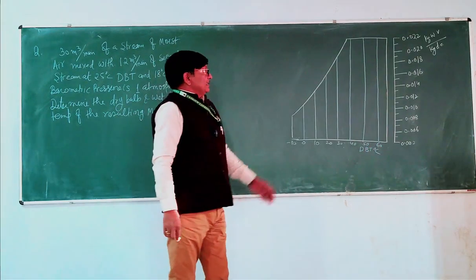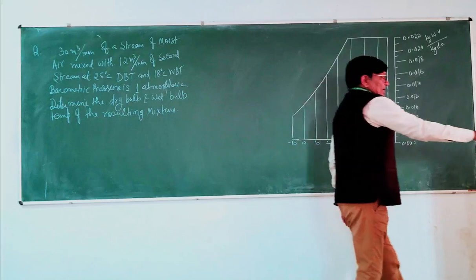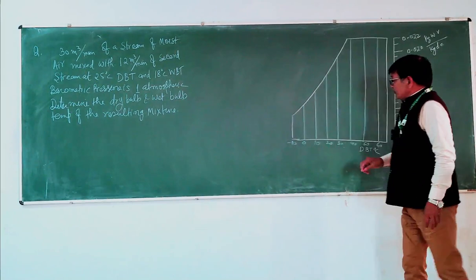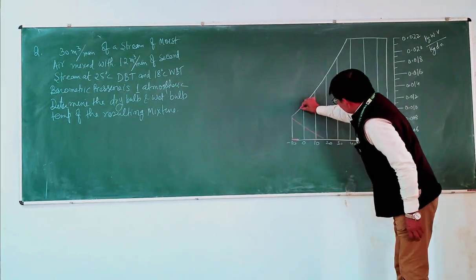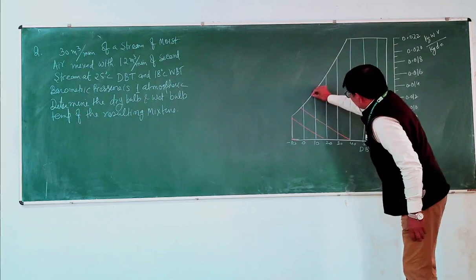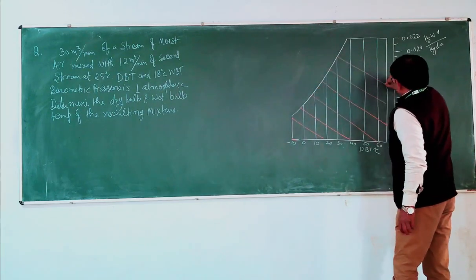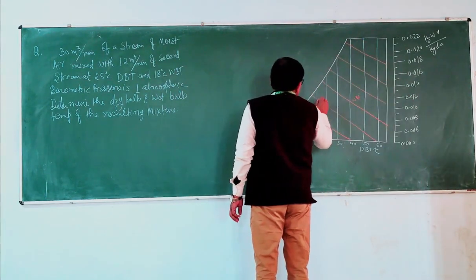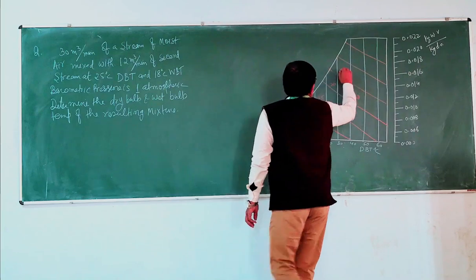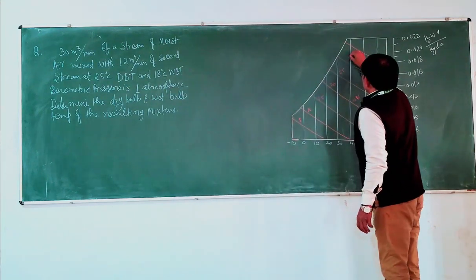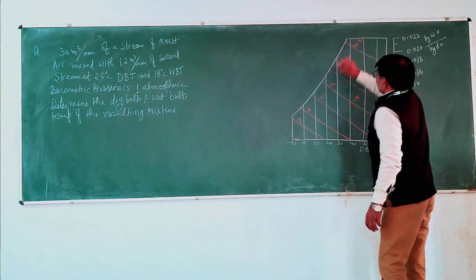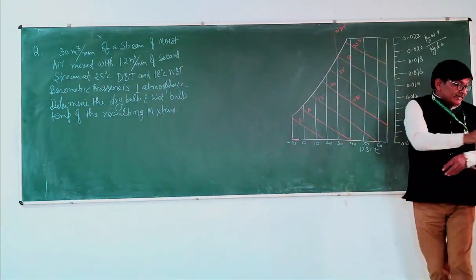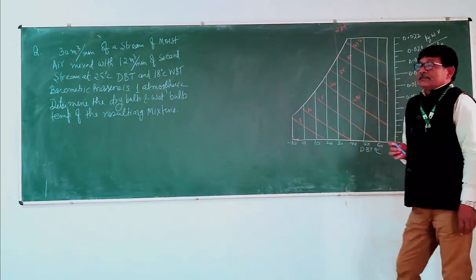So these are vertical lines, the dry bulb temperature lines, and then we will draw the wet bulb temperature lines. These are almost 45 degree lines, inclined at almost 45 degrees. WBT: 5, 10, 15, 20, 25, 30, 35 degree centigrade. These are wet bulb temperature lines. And next I will draw the specific volume lines.